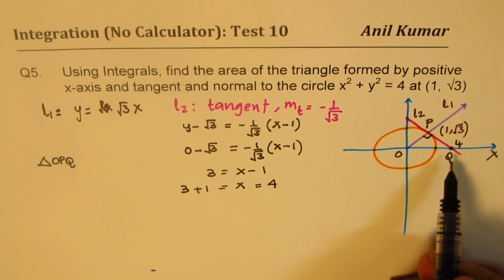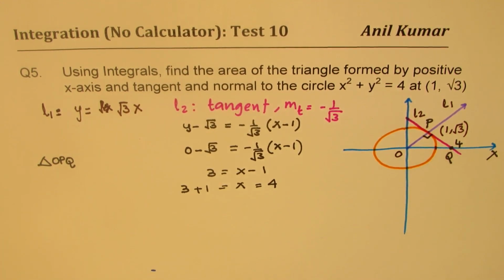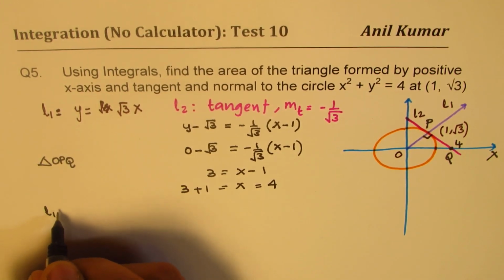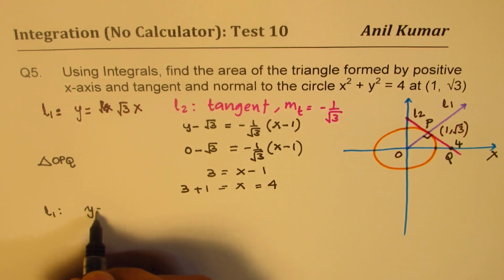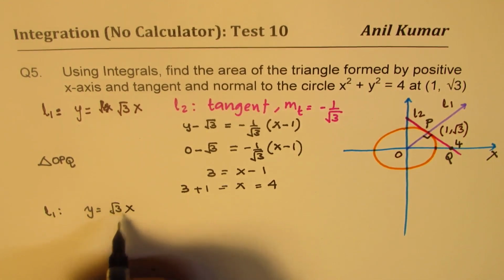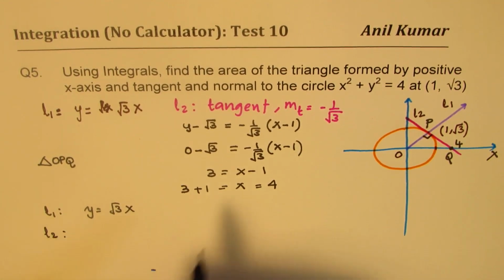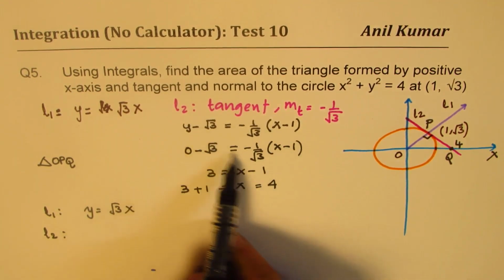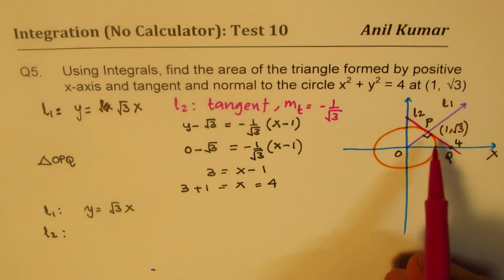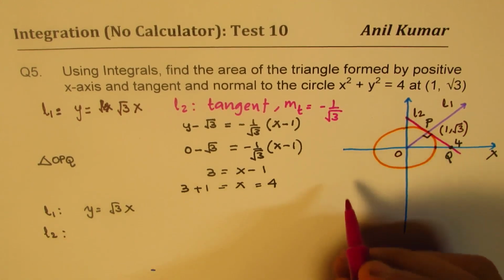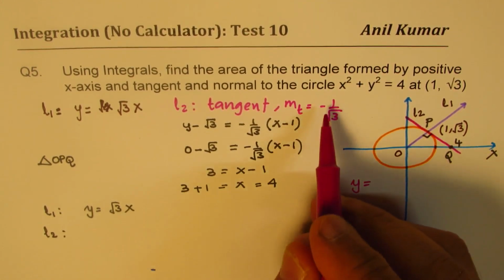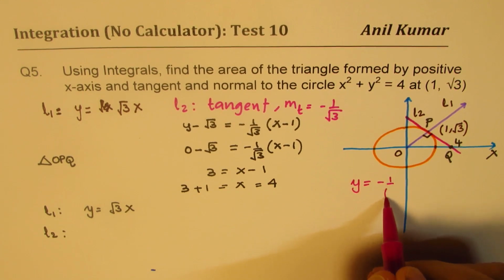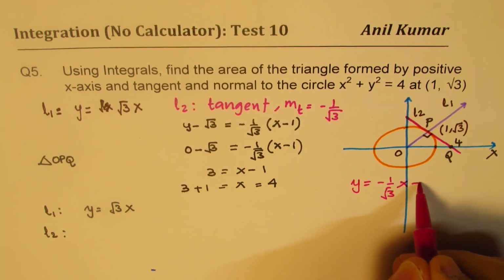Correct? So we got the value at this point Q also. So now we have two lines. Let me summarize here. Line 1, which is y equals to square root 3x, and then we have line 2, whose equation can be written in a better form, right? So we rewrite the equation of line L2. So y equals to the slope, which is minus 1 over square root 3 x plus b.